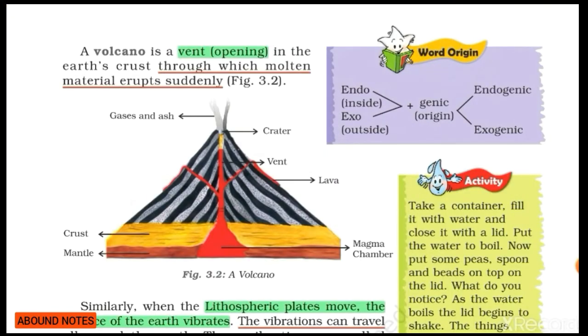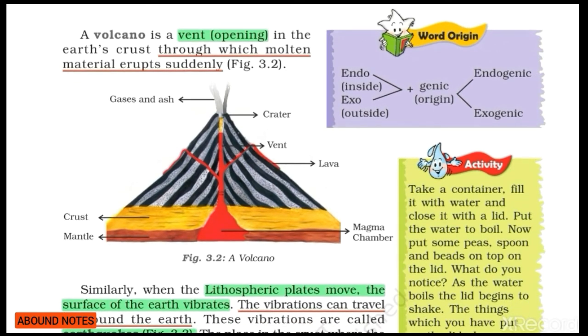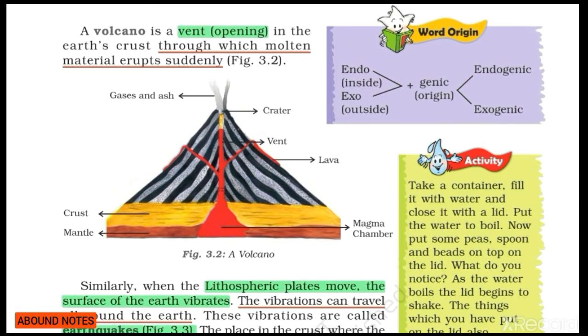Now let's study volcano. A volcano is a vent opening in the earth's crust through which molten material erupts suddenly. So look into the figure of the volcano. Here you can see it's a kind of mountain structure, okay, where on the top you can see the crater.